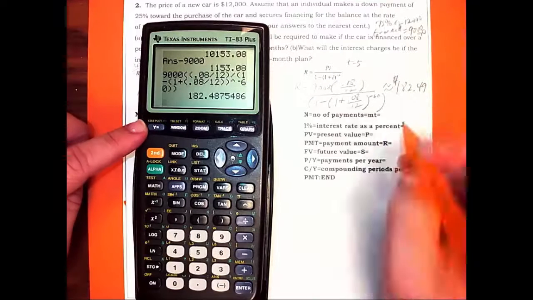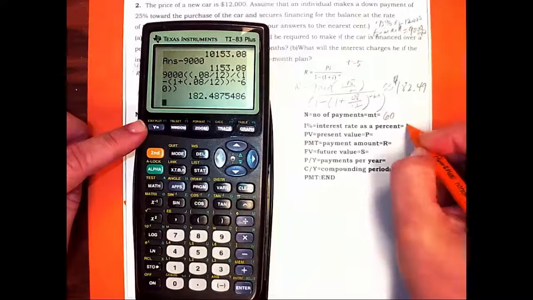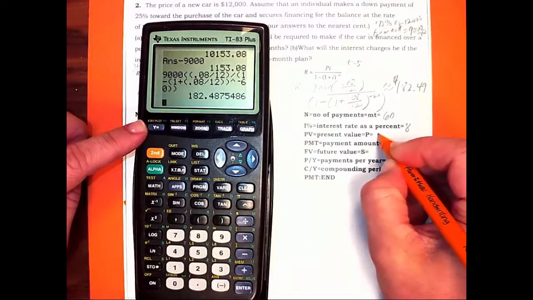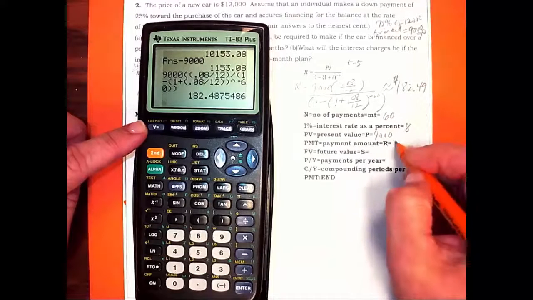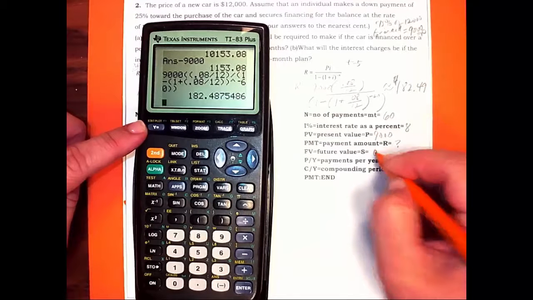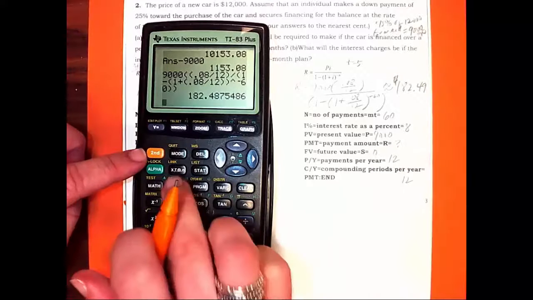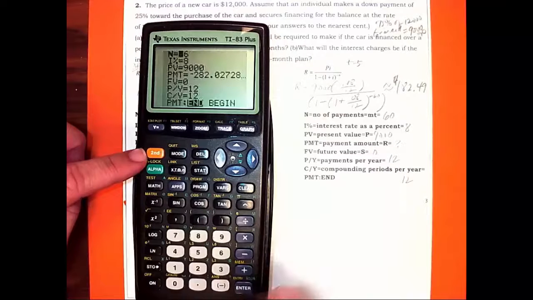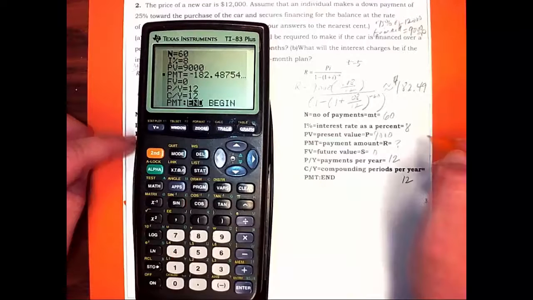And we should get the same thing in the TVM solver. So N, that's going to be the 60. The interest rate is still 8. Present value is still the 9,000 loan value. Payment, what we're trying to figure out. Future value, we have to pay it off. And then compounded monthly. So apps, this time we got 60 for N. And we're trying to figure out what that payment is. Alpha enter, it's 182.